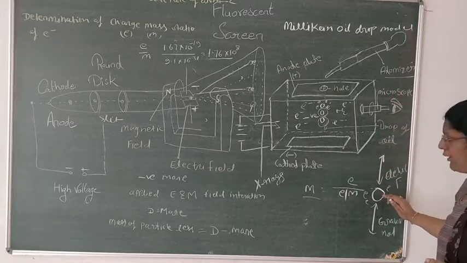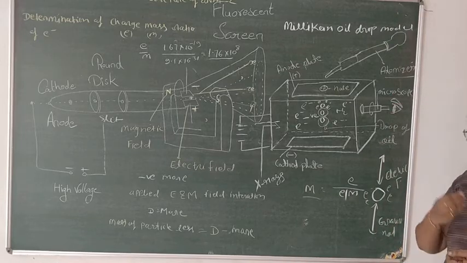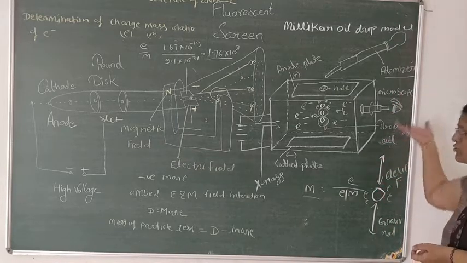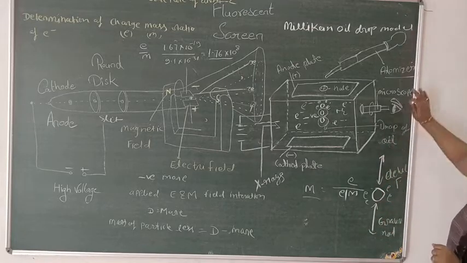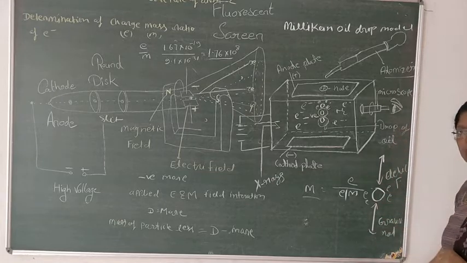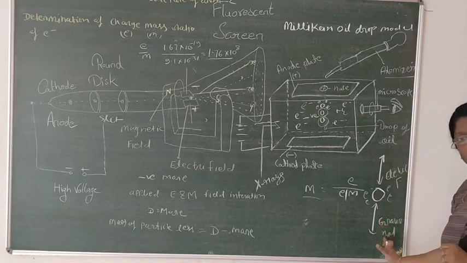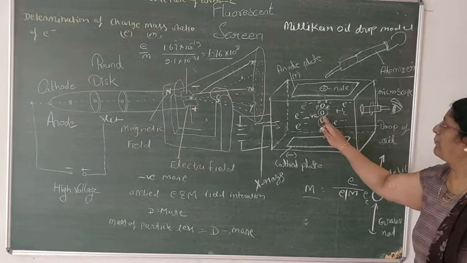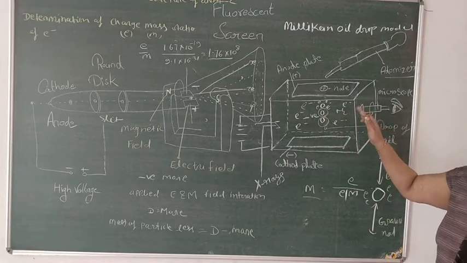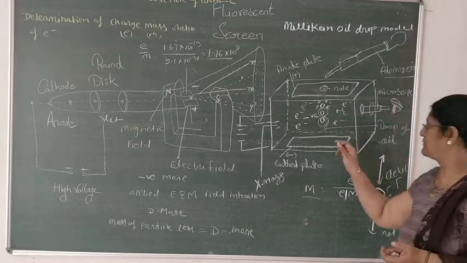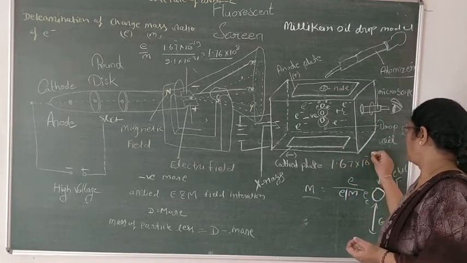So on that oil droplet, two types of force are working. One is electrical force and another is gravitational force. Electrical force is trying to push this particle to the upper side, and gravitational force is trying to pull this particle towards the downside. Both the forces are balancing each other, and the droplet remains in the air in between the chamber. Through that we are trying to get the value of charge of electron, that will always be 1.67 into 10 to the power minus 19.